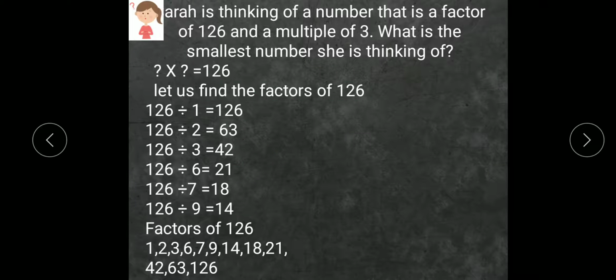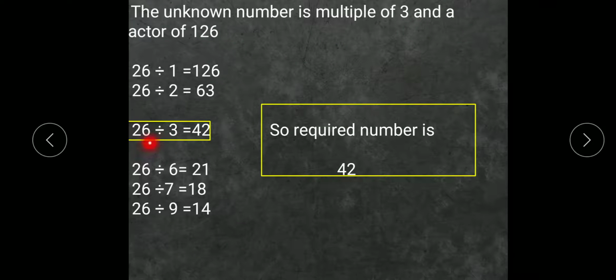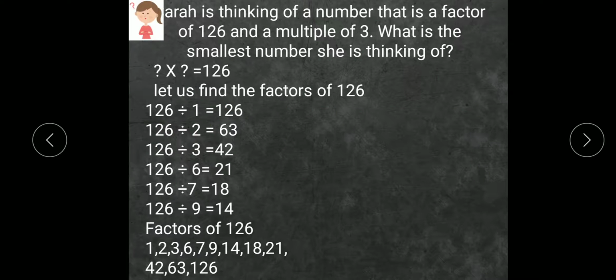Now that particular number is a factor of 126, and the other condition is that it is a multiple of 3. So the smallest multiple of 3 among the factors is 42, as you can see here: 126 divided by 3 is 42. So 42 is the smallest number which Sarah is thinking of.